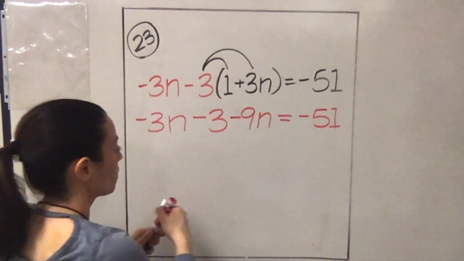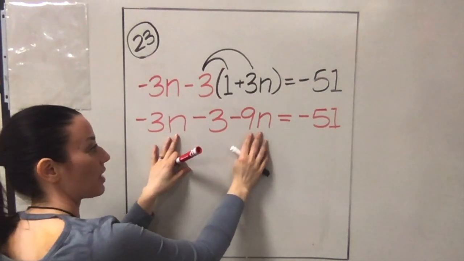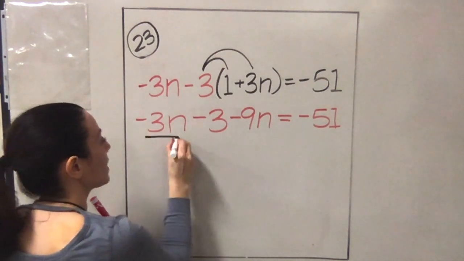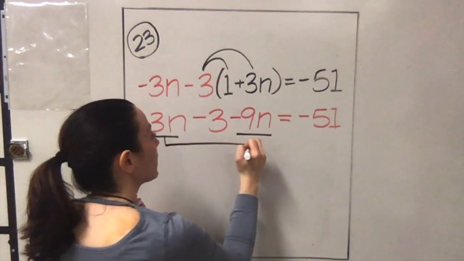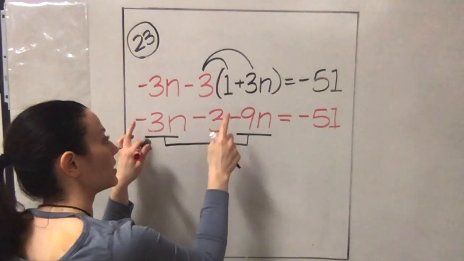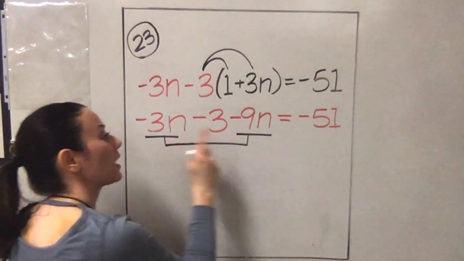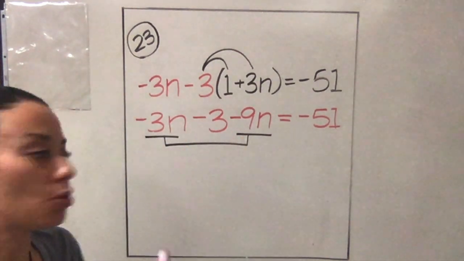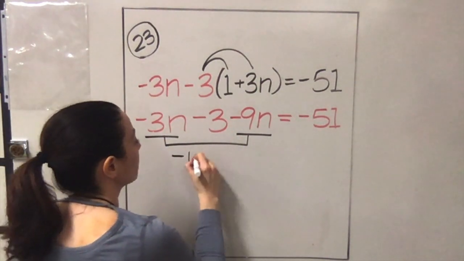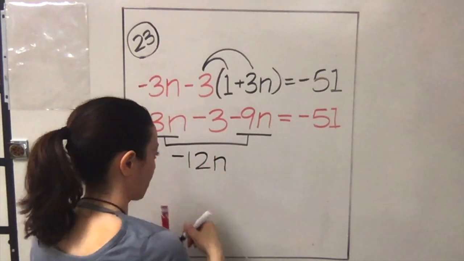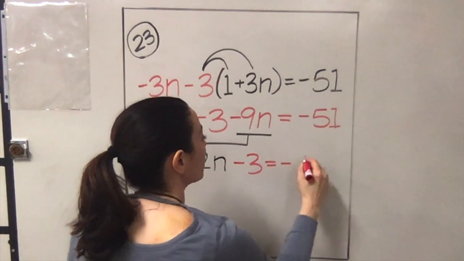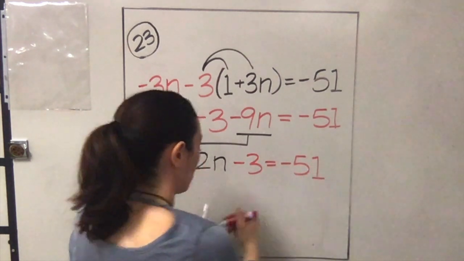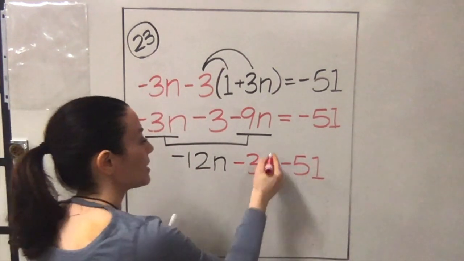Okay. So let's identify the terms with n. We have a negative 3n and a negative 9n. We still want to combine like terms, same signs, add and keep. So negative 3 and negative 9 make a negative 12n. Good. Minus 3 equals negative 51. All right. So let's make a t and solve this.